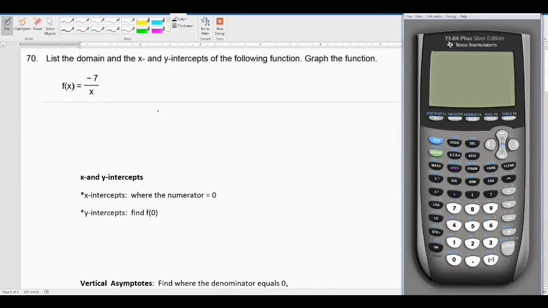On this problem, we're going to find all kinds of information to graph this function. We're going to find the domain, the x and y intercepts. We're actually going to find the asymptotes also. So let's start with the domain.